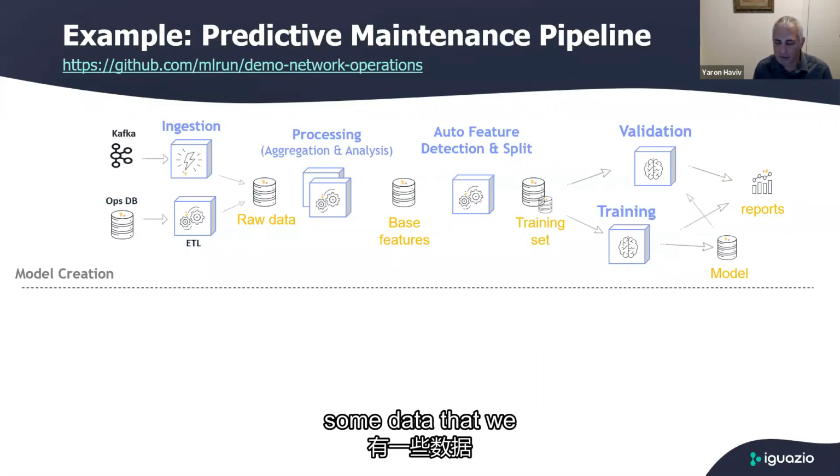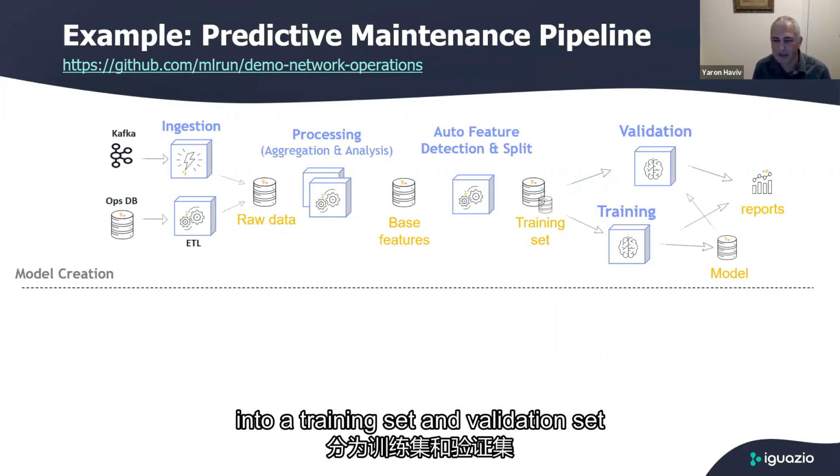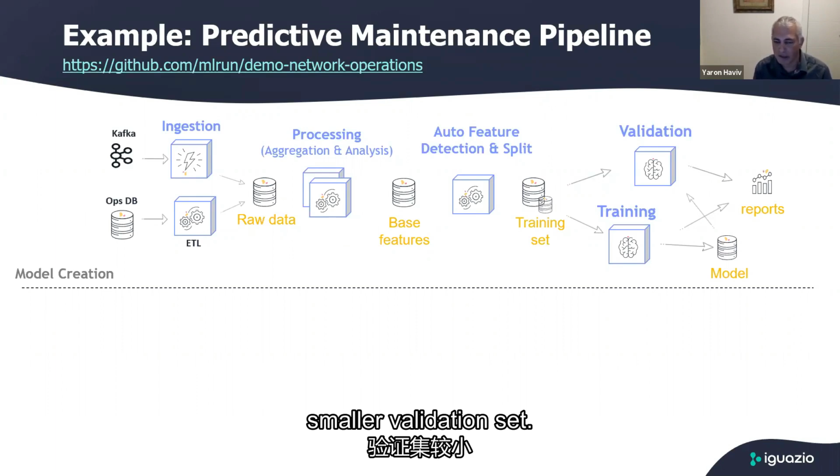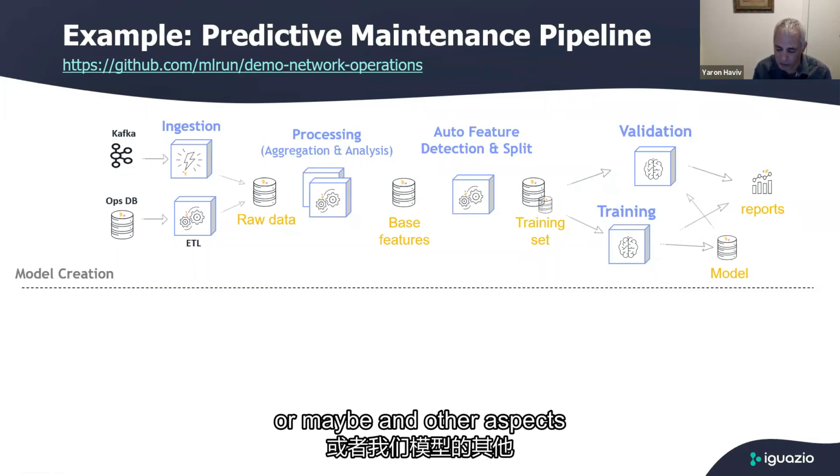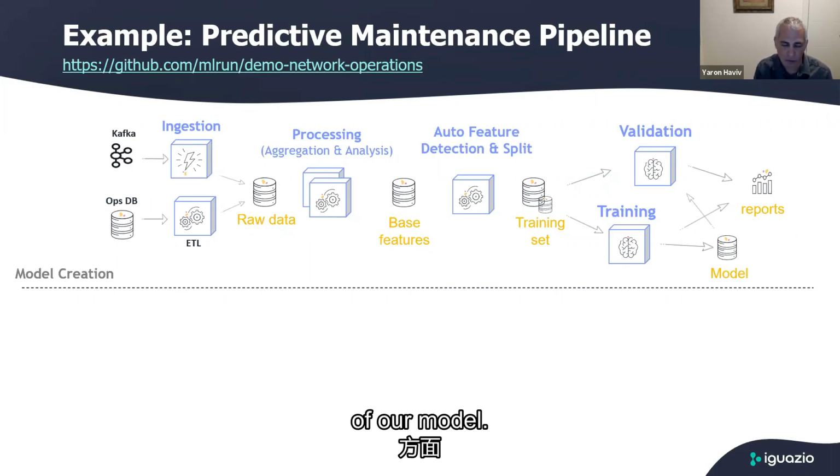And then we have some data that we want to feed into our training logic. Usually we split the data into a training set and a smaller validation set, and we run our logic and measure the accuracy of our model. And finally, we generate the model along with some sort of reports to tell us how good our model is, or maybe other aspects of our model. This is all just creating the model.